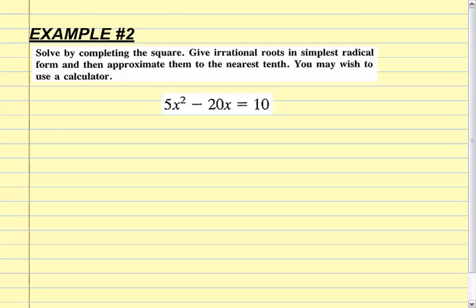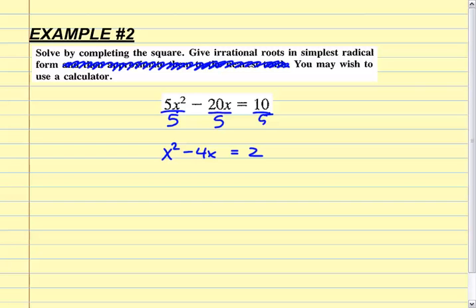The next one. Solve by completing the square. Give irrational roots in simplest radical form. And no, don't do that, because tomorrow I'm not going to ask you to do any approximation. You don't have to round or anything like that. Just make sure that your radical answers are simplified. Okay? Now, remember, whenever I'm completing the square, I have to have the squared term with nothing in front of it. So I'm going to divide this by 5, and this by 5, and this by 5. Get the x squared with just a coefficient of 1. So divide everything by 5, and that leaves me with x squared minus 4x is equal to 2.